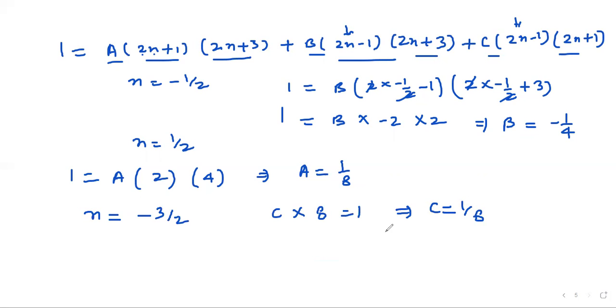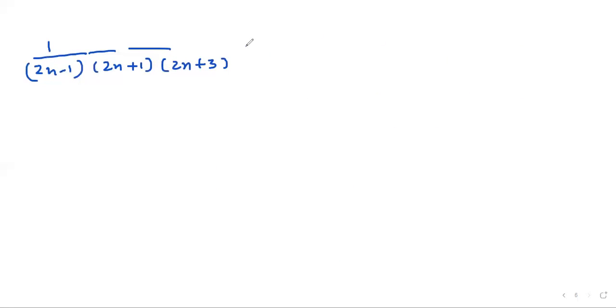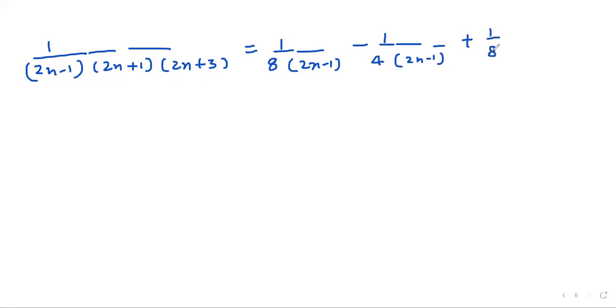Now we have got the values of a, b, c. So our question becomes 1 upon 2n minus 1 times 2n plus 1 times 2n plus 3. We have written a upon first one. So a is 1 upon 8 times 2n minus 1, plus b upon, b is minus 1 by 4, so minus 1 upon 4 times 2n plus 1, plus c is also 1 upon 8, so 1 upon 8 times 2n plus 3. Now, so we have got tn. That's equal to tn. Now let's write the values.